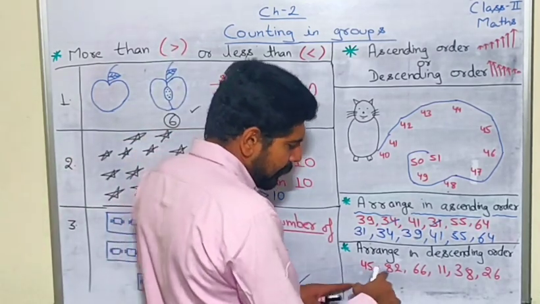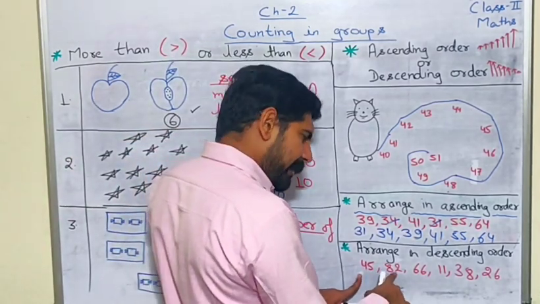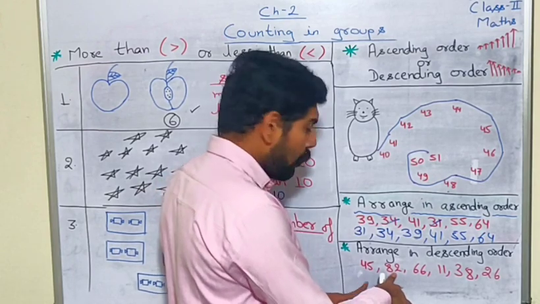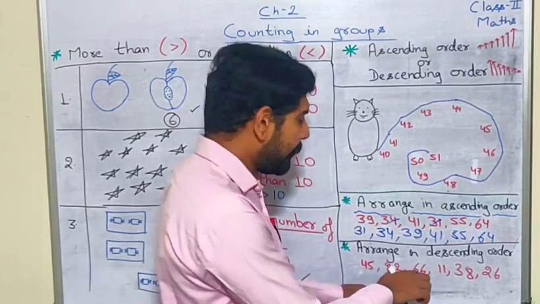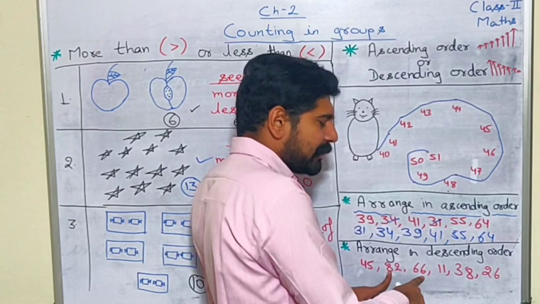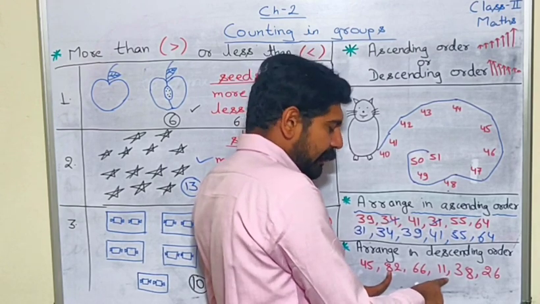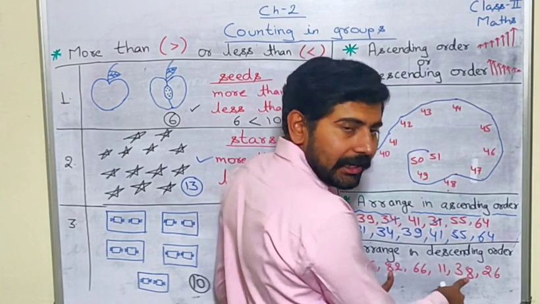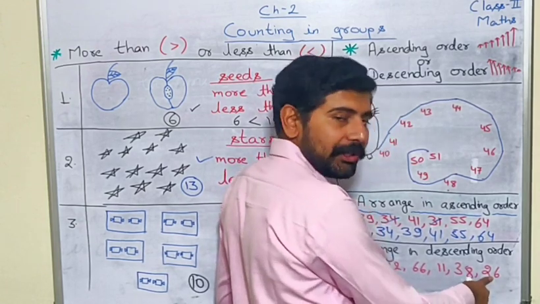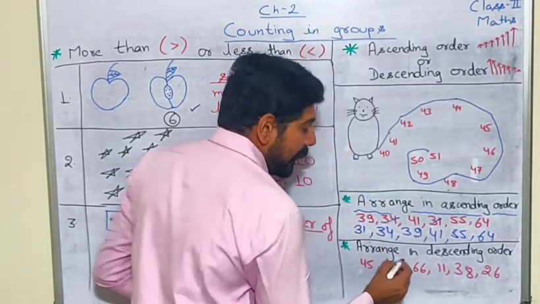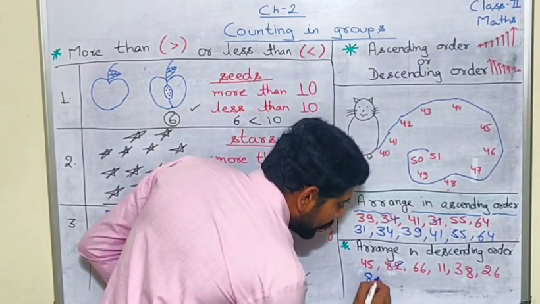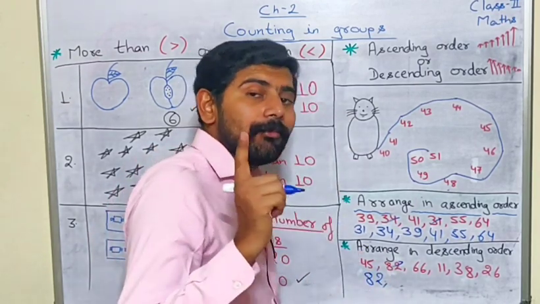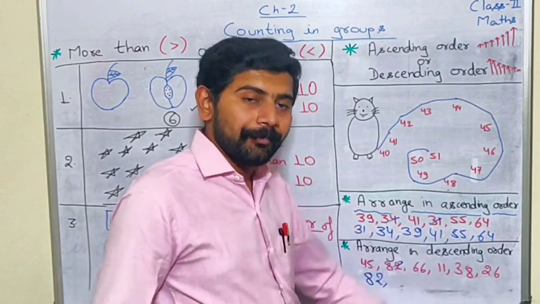Here 45. Is 45 bigger than 82? No, 82 is bigger than 45. Is 82 bigger than 66? Yes. Is 82 bigger than 11? Yes. Is 82 bigger than 38? Yes. Is 82 bigger than 26? Yes. That means 82 is the largest number that will come first in the descending order.